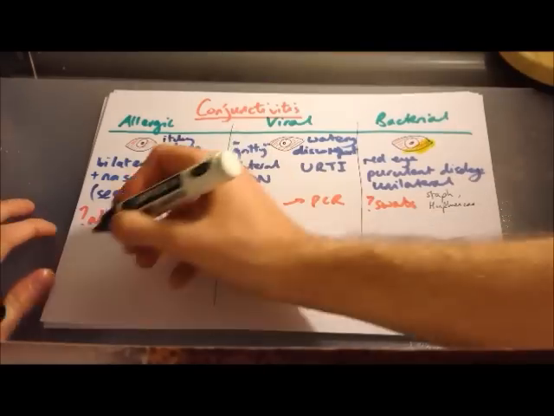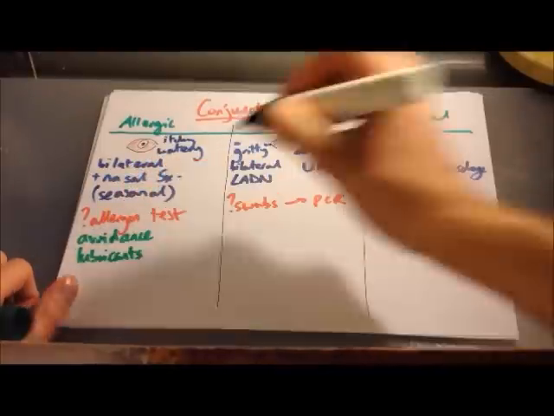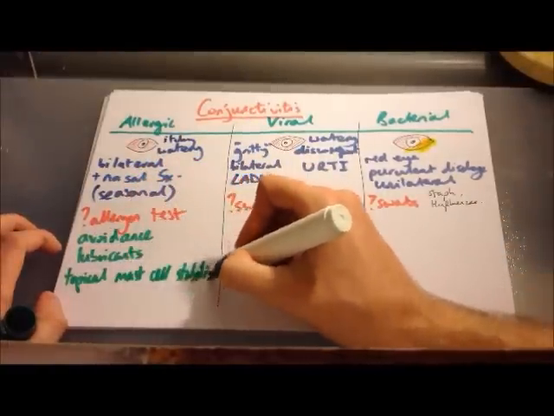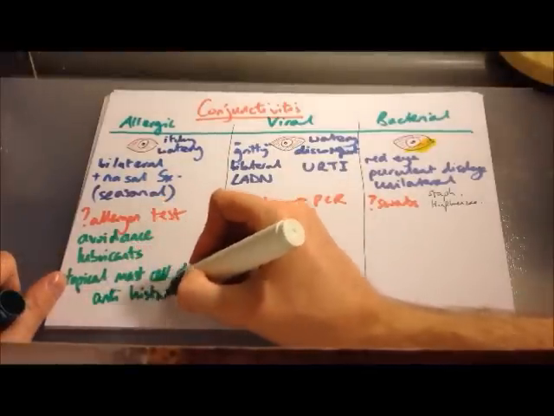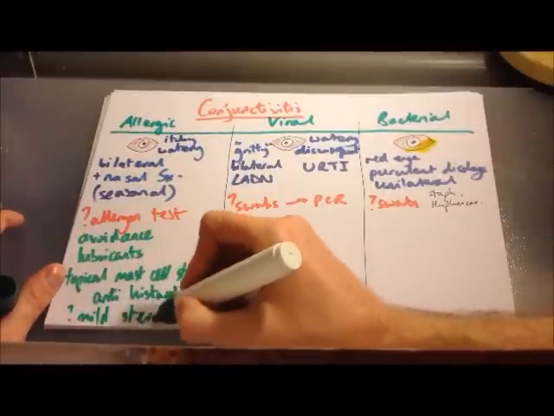So for allergic conjunctivitis, you want to avoid whatever it is that's causing the symptoms. You can give topical lubricants, so artificial tears, and then things like topical mast cell stabilizers like nedocromil or antihistamines. And if it doesn't work and it's still continuing, you can consider a mild steroid as well.